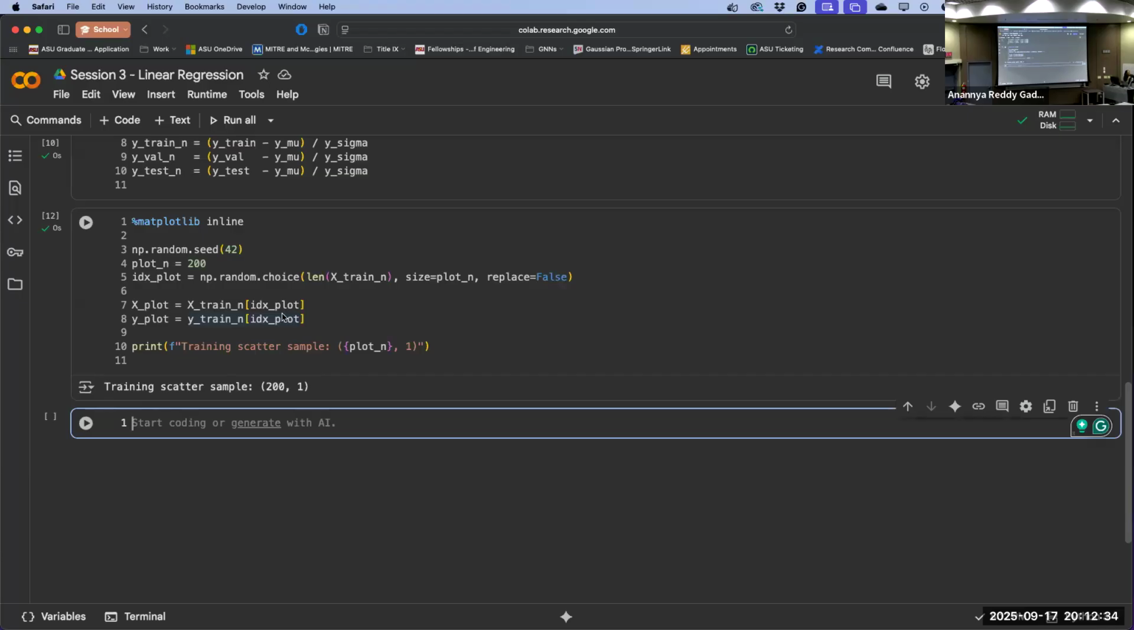Is it okay if we share the code first? Are you guys done with this set? If you didn't implement matplotlib inline in the first cell, just make sure you add it now, because if you don't add that, the plot will not show up.